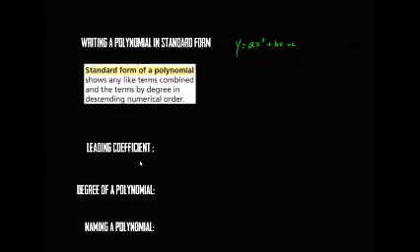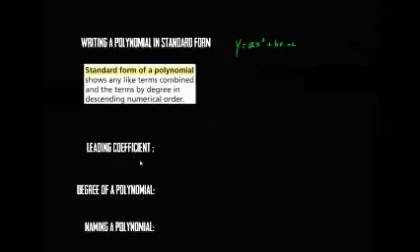So writing a polynomial in standard form. Remember, a standard form of a quadratic was y equals ax squared plus bx plus c. And a quadratic is a polynomial. But here is the actual definition of a standard form of a polynomial. Standard form of a polynomial shows any like terms combined and the terms by degree in descending numerical order. So we have to combine like terms and get the degree in descending order.